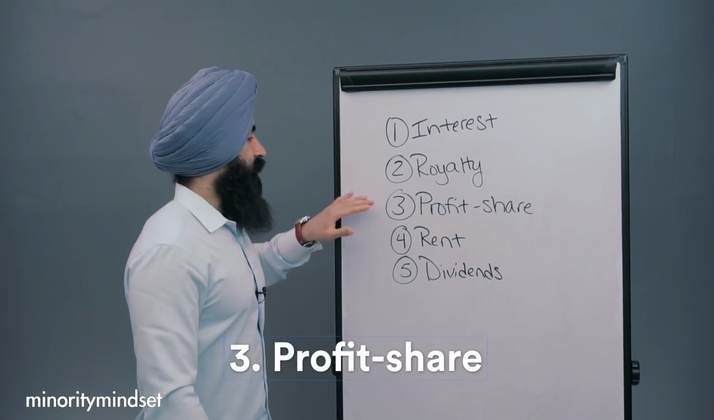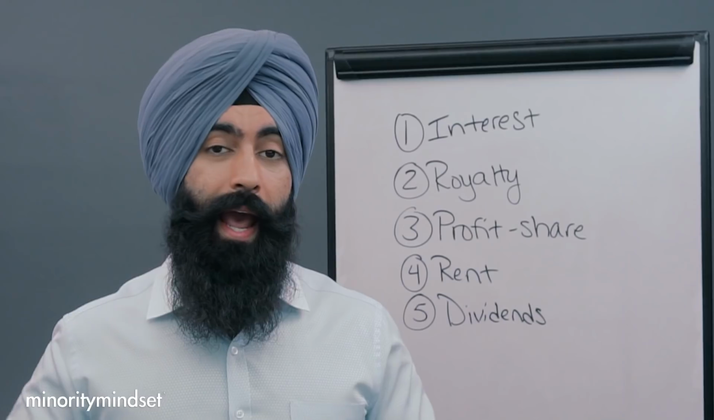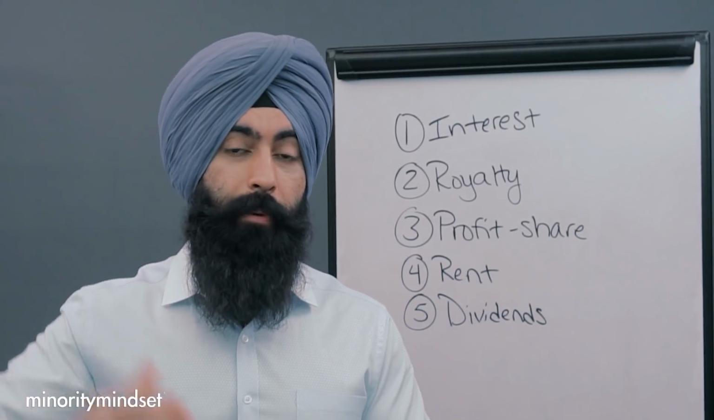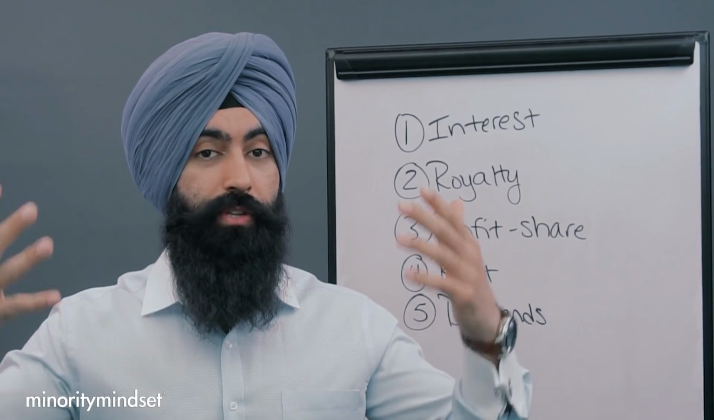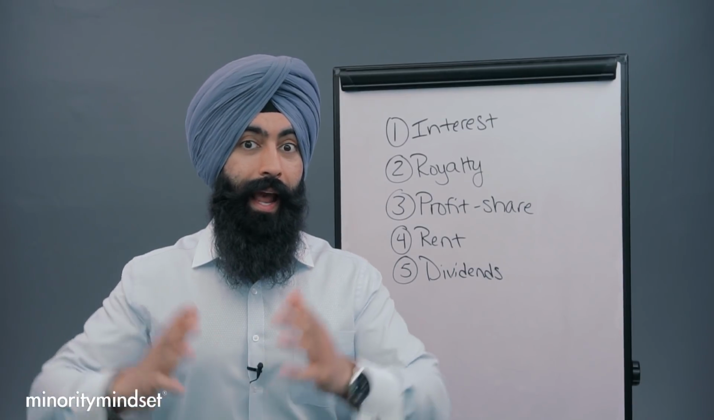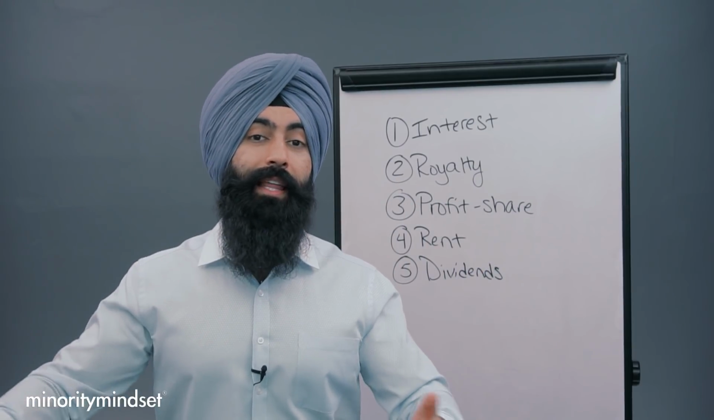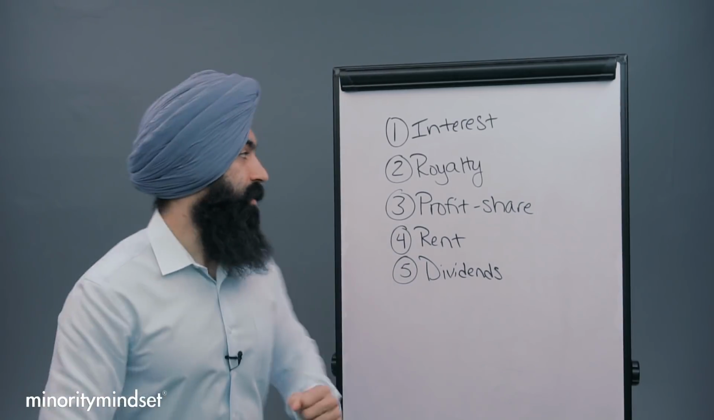Profit share is now kind of like Shark Tank. You go out and you find a nice company and you give them some of your money. Now this company starts to grow, and every time this company makes a profit and they distribute it to their owners, you get your share of the profit. So if you own 10% of a company and they make $100,000 profit and they distribute this $100,000, you get $10,000 as the profit share distribution.